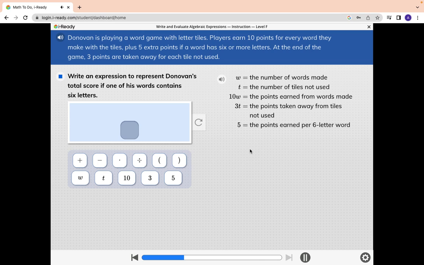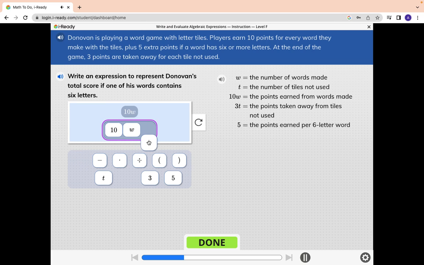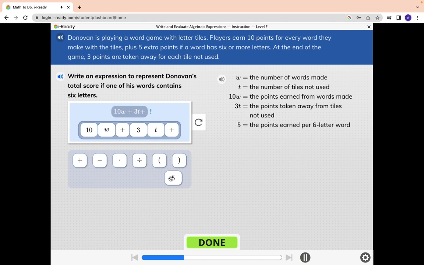Write an expression to represent Donovan's total score if one of his words contains 6 letters. So, if one of his words contains 6 letters, he gets 5 extra points. So, the points earned is 10W plus 3T plus 5.